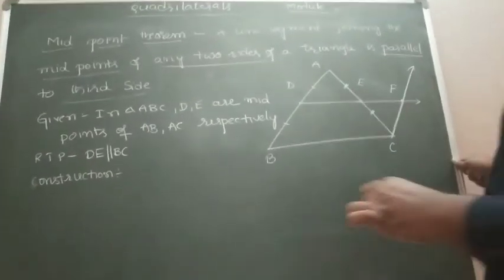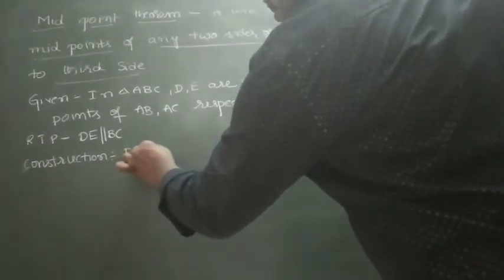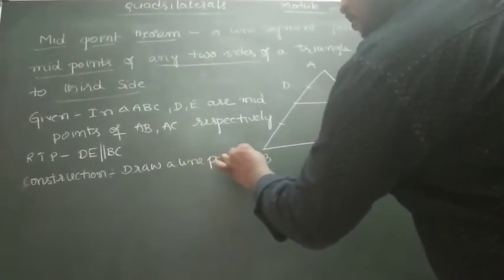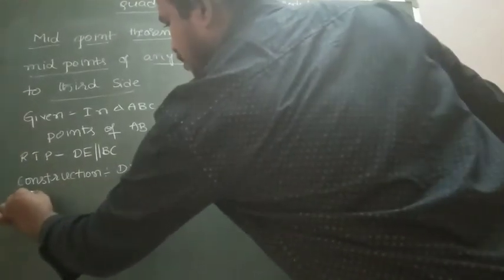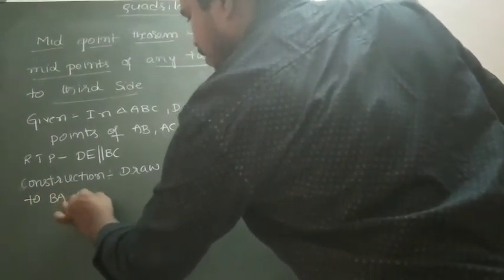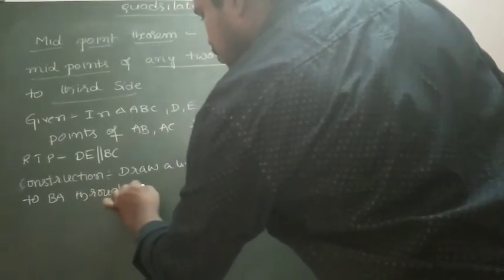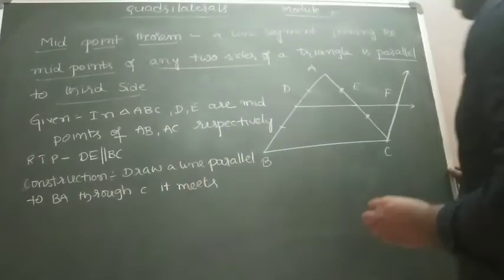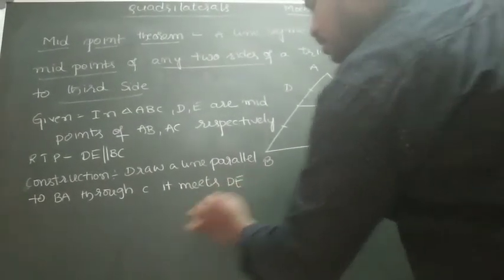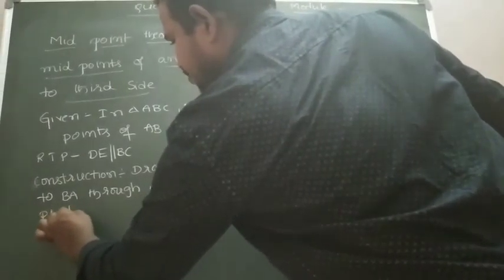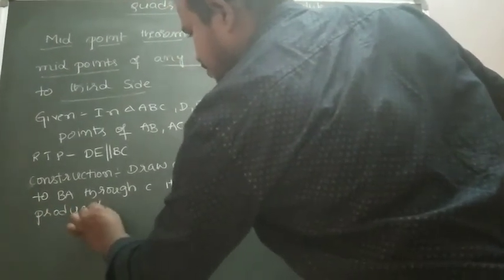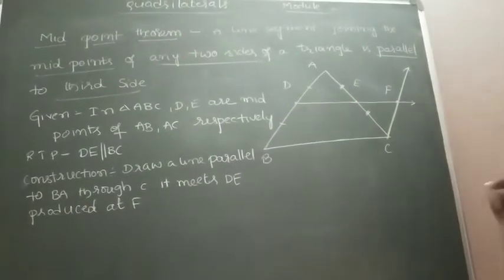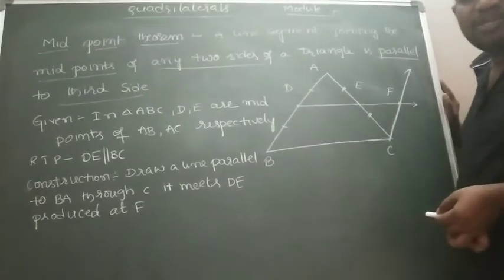Yes, that is, draw a line parallel to BA through C. It meets DE produced at F. That is the construction. Okay, now see the figure everyone carefully.